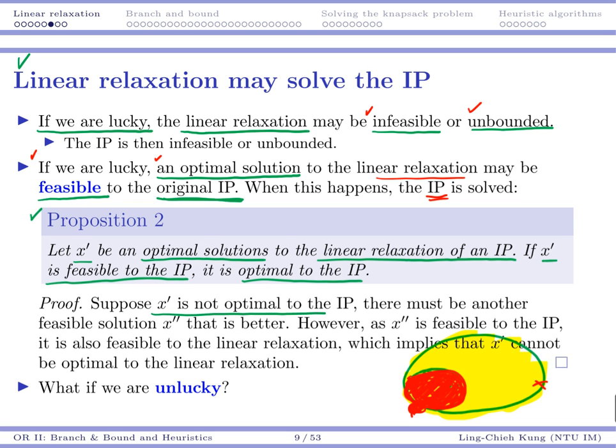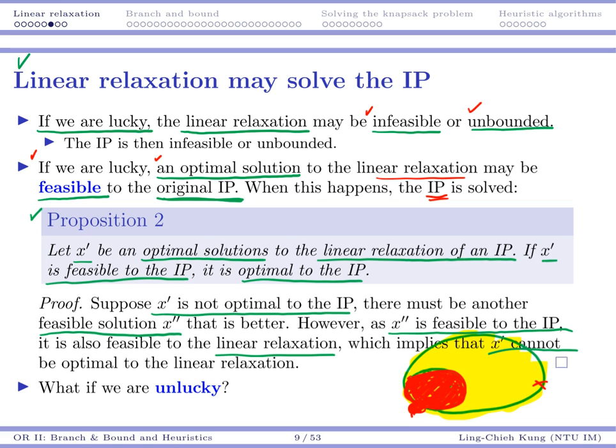Very quickly, let's see. Suppose X prime is not optimal to the IP. There must be another IP feasible solution that is better. But if X double prime is IP feasible, then it would also be feasible to the linear relaxation, and then your X prime certainly cannot be optimal to that. So they are talking about the same thing, just in an algebraic way or graphical way.